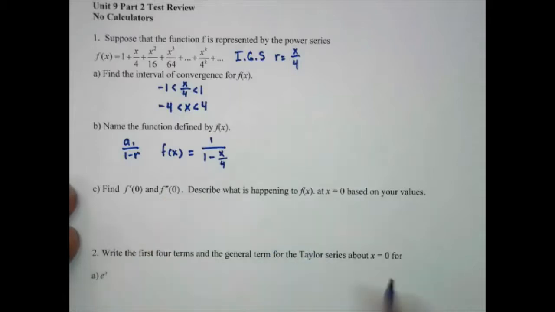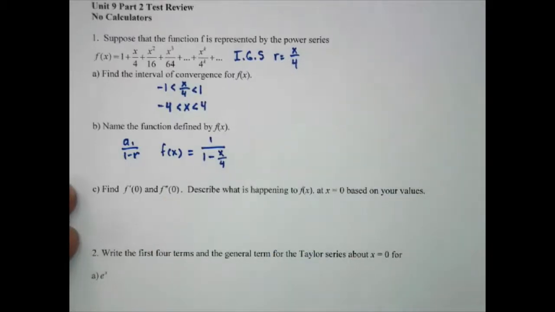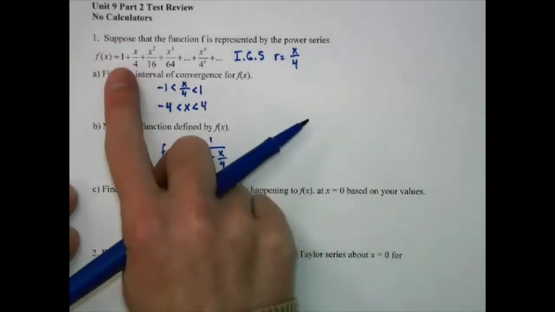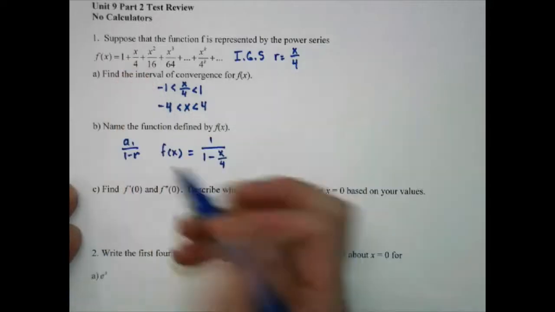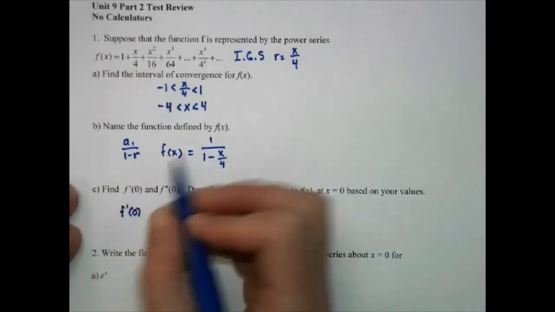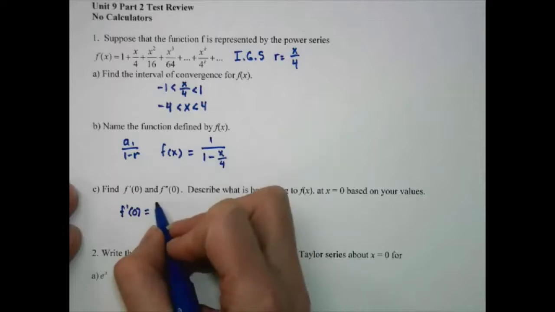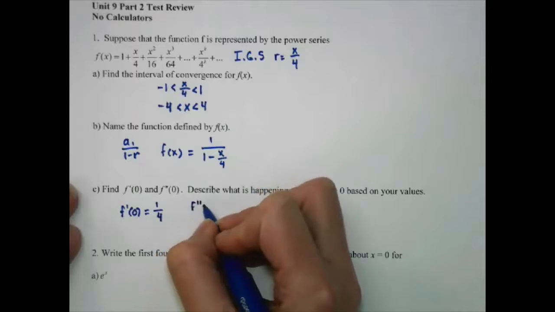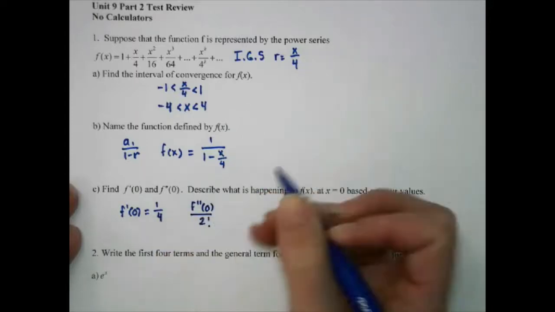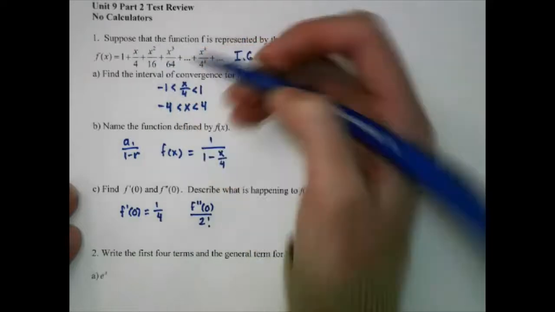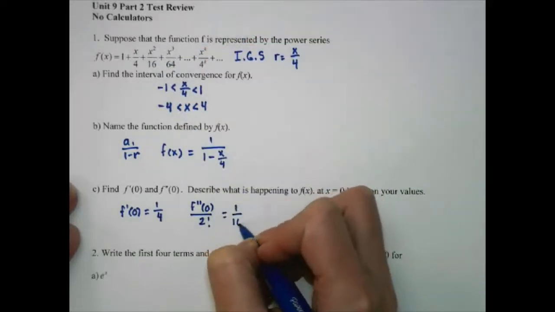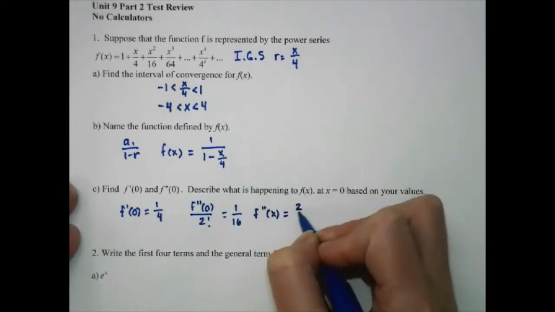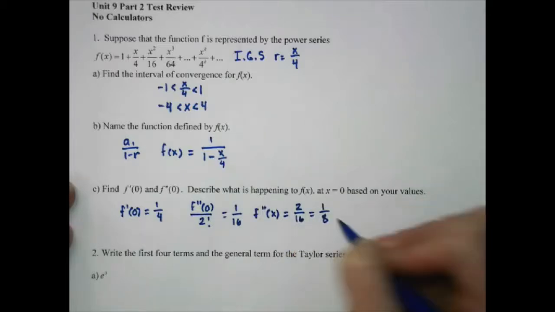Find f prime and f double prime. So remember that the general form of a Maclaurin series is this is f of 0, this is f prime of 0 times x. So f prime of 0 is going to be 1/4. For the second derivative, we know that the second derivative at 0 over 2 factorial is going to equal the coefficient of the squared term. So that's going to equal 1 over 16, which means our second derivative is going to be 2 over 16, or 1/8.